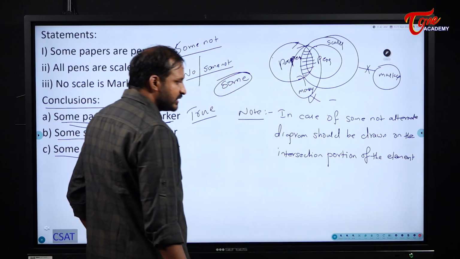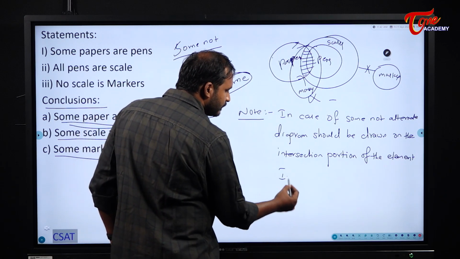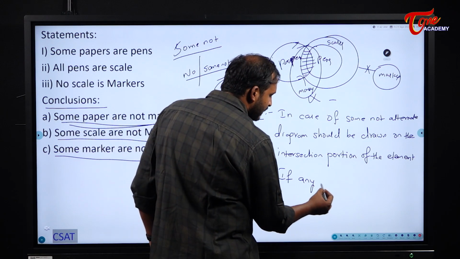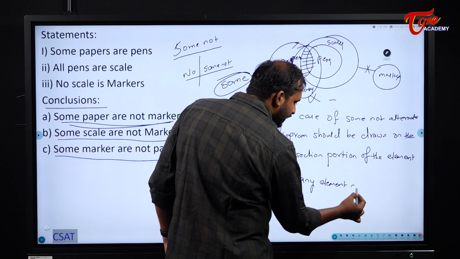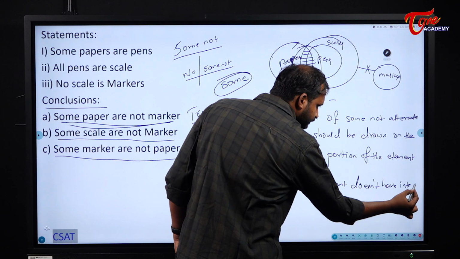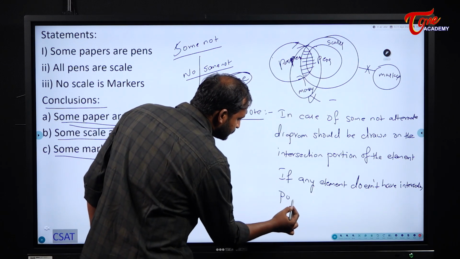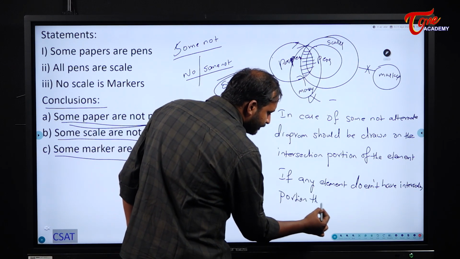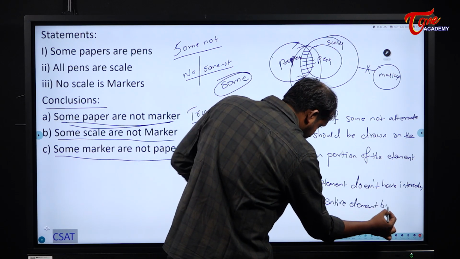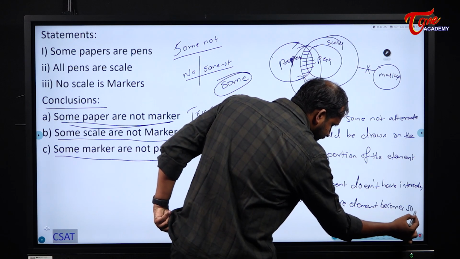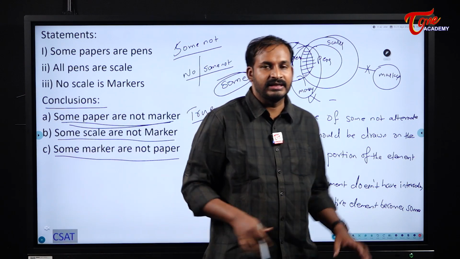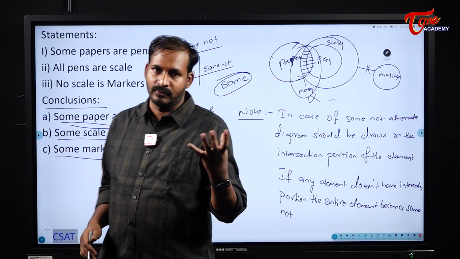Okay, one more continuation to these statements. Sometimes some elements will not have an intersection portion. If any element doesn't have an intersection portion, the entire element becomes the some not portion. That means everything, the entire element, is a some not portion.